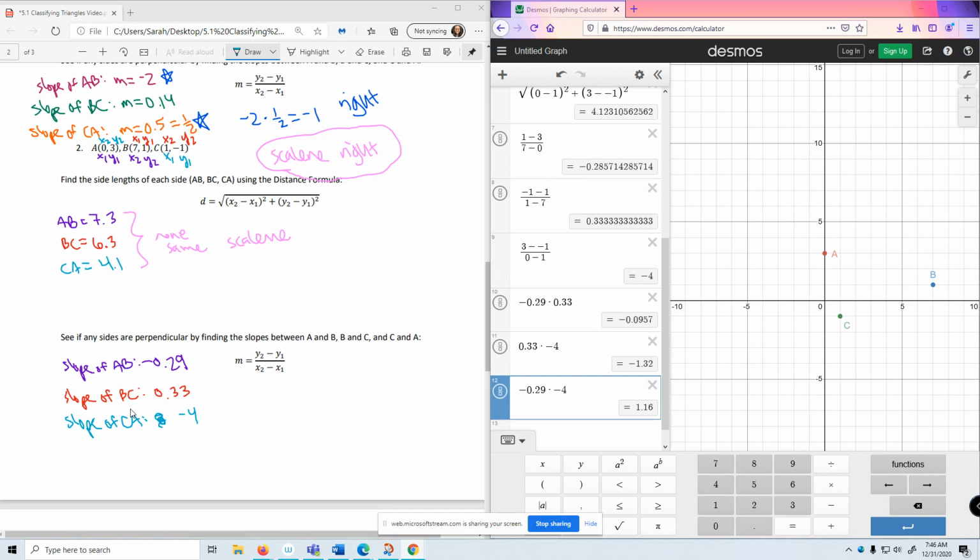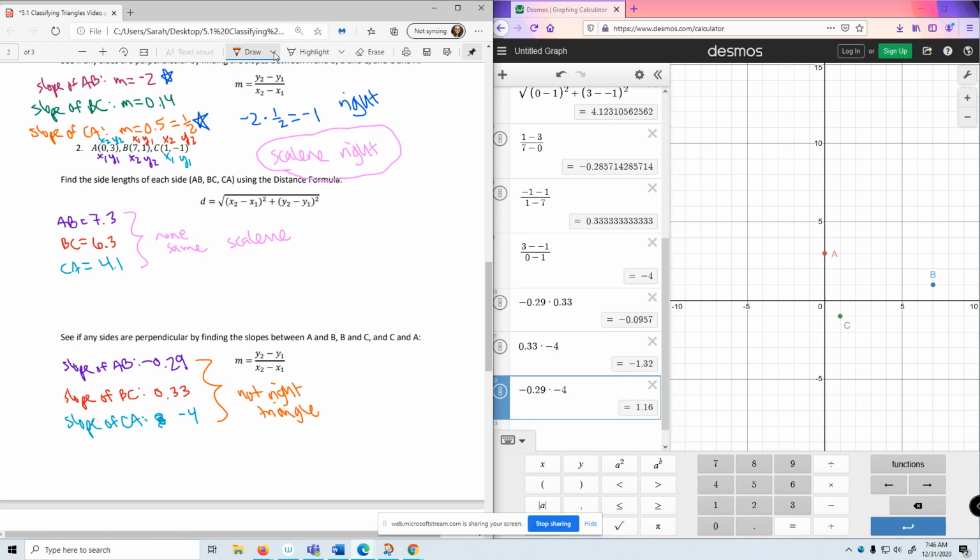We had found the slopes of the three sides AB, BC, and CA, and we had multiplied them together using Desmos. None of those equaled exactly -1. So since none of them, when you multiply together, equal -1, this is going to be a not right triangle.